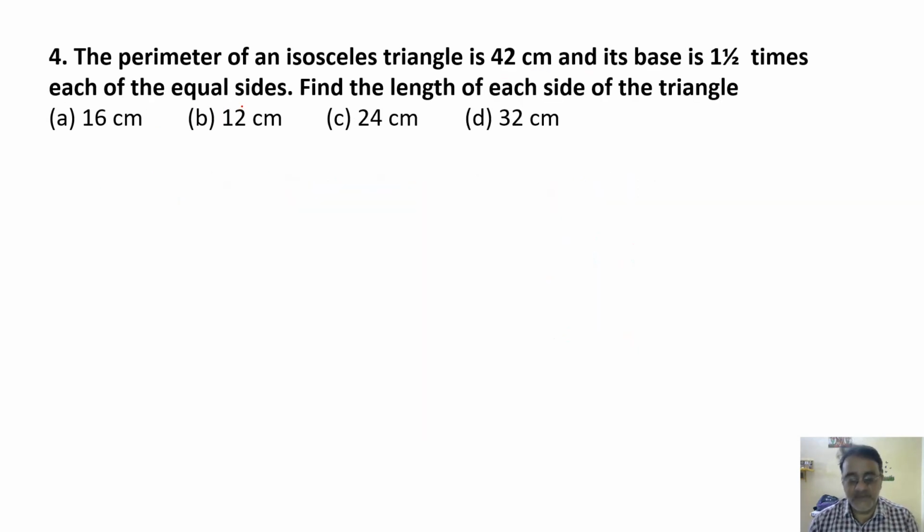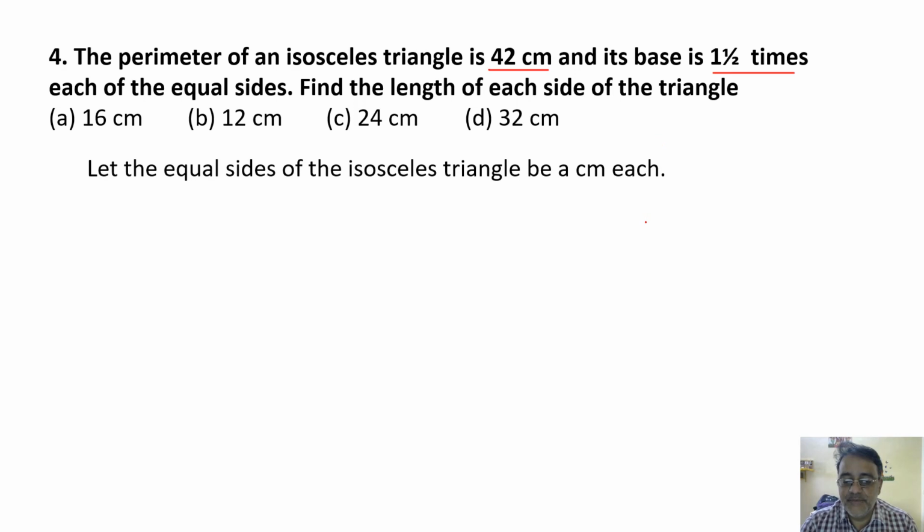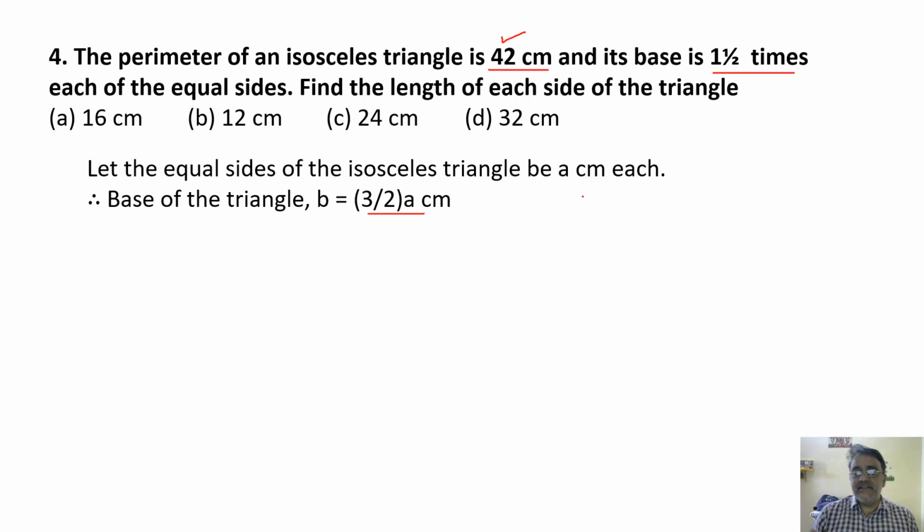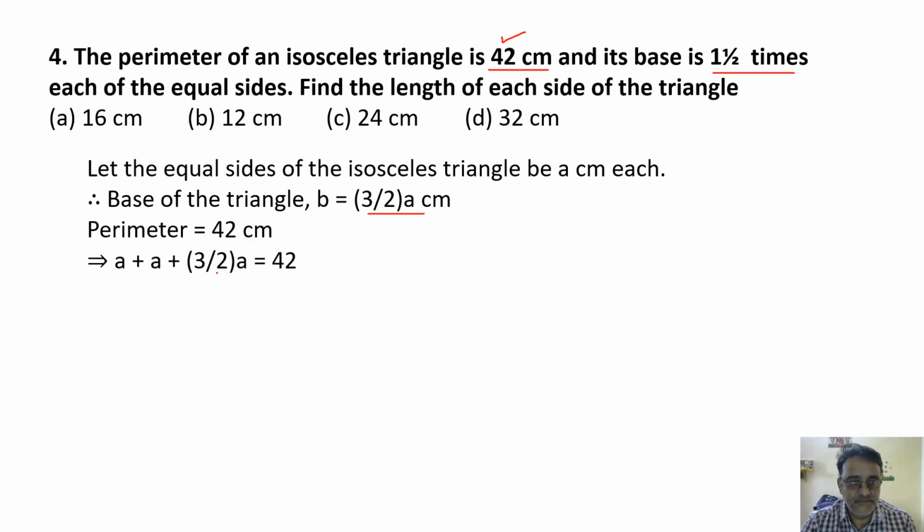Now we are moving toward question number 4. The perimeter of an isosceles triangle is 42 centimeter, and its base is 1/2 times each of equal sides. Find the length of each side of the triangle. So let the equal side be A. Okay, so base कितना हो जाएगा, 1 and 1/2 means 3/2. So base will be 3/2 of A, and perimeter is given 42. Now what is perimeter? The sum of all three sides. So A plus A plus 3/2 A is equals to 42, right?